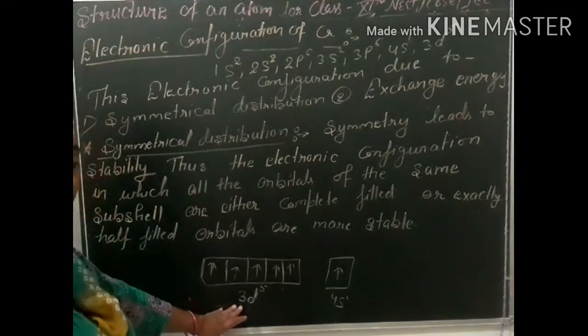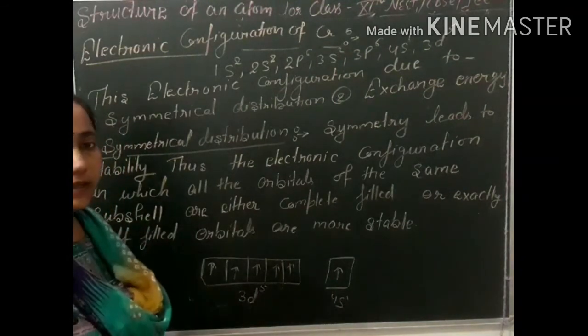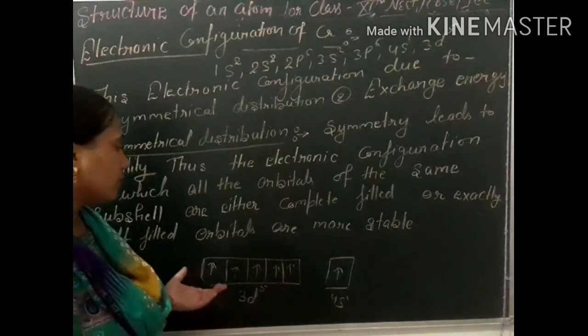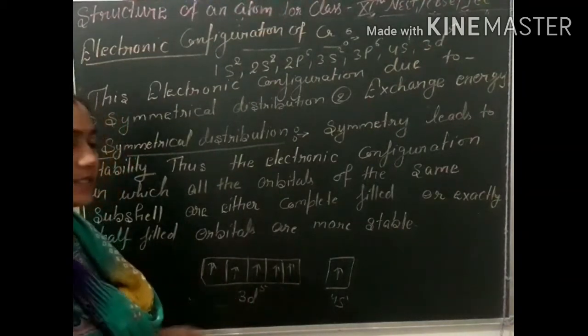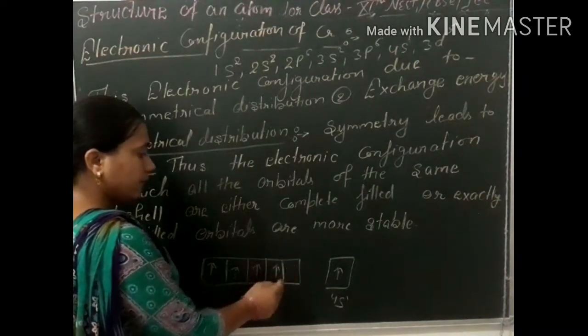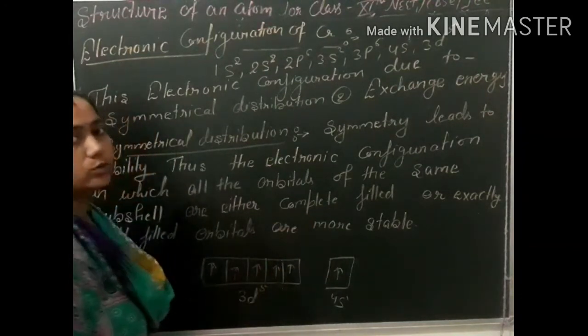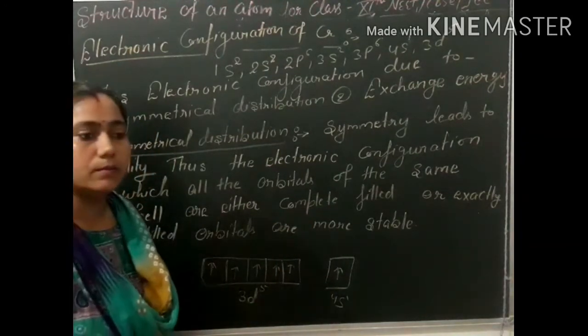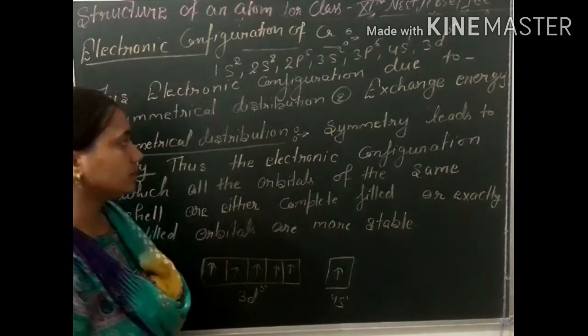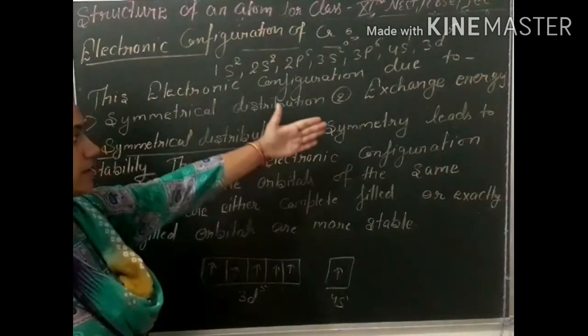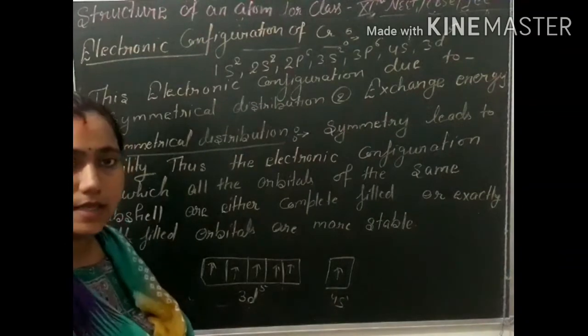Now from here we can write that exactly filled or half filled orbitals are more stable. Now 3d5 is the exactly half filled orbital, so it is more stable as compared to 3d4. So 4s gives one electron to the 3d4 and becomes more stable. And now the next factor, that is the exchange energy. What is exchange energy?